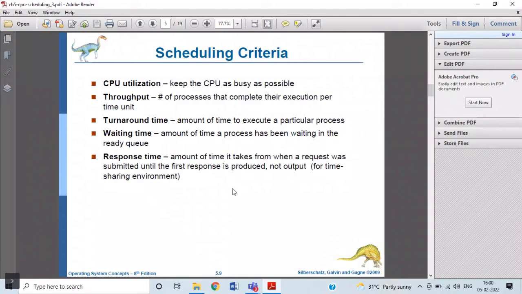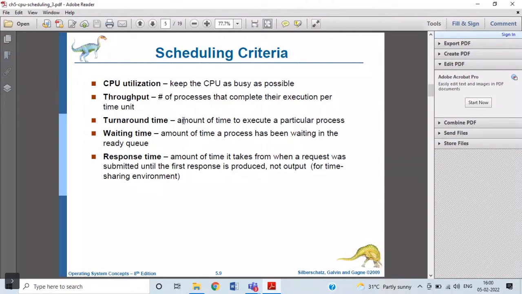So these are all the scheduling criteria. According to these criteria, the process will be selected by the CPU for scheduling. So CPU utilization should be maximum, throughput should be maximum, the turnaround time should be minimum, and the waiting time and the response time should be minimum. So that's what we are telling here.